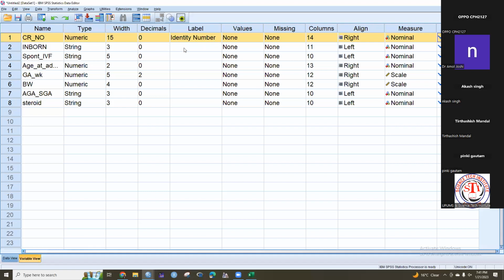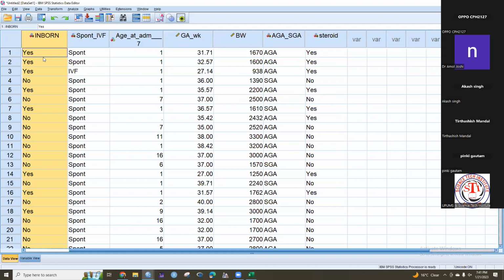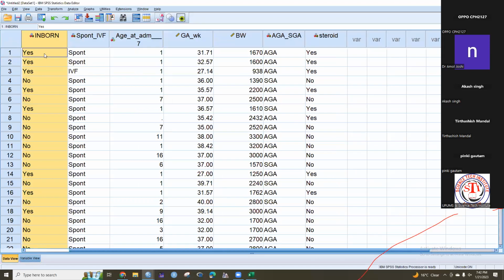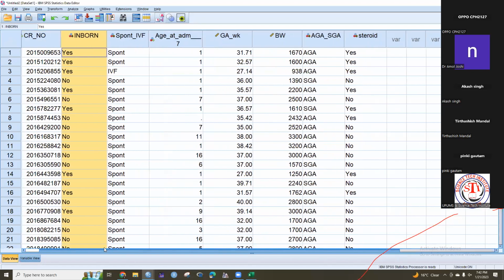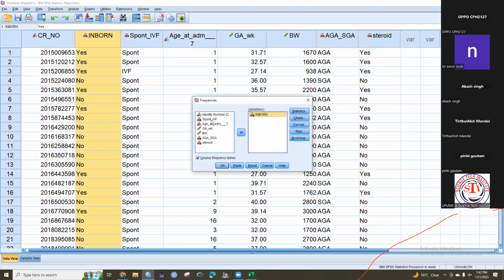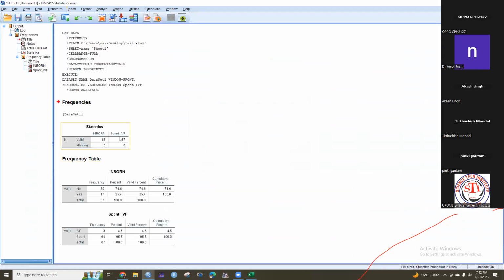Another one is inborn. Here you can see yes or no. So what you can do smartly in SPSS is convert this string into numeric, meaning you code 1 to yes and 0 to no. How can you do that? Just go to Analyze, Descriptive Statistics, Frequencies, and select inborn and spontaneous IVF. Just click OK. So you can see that there are 67 babies, no 50, yes 17.